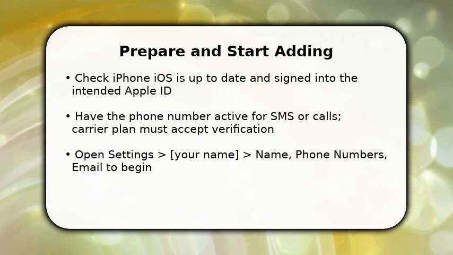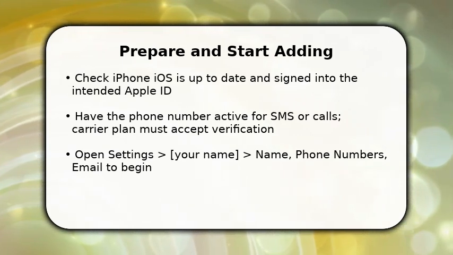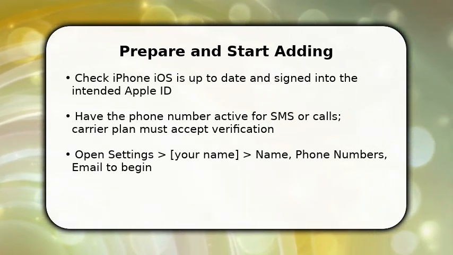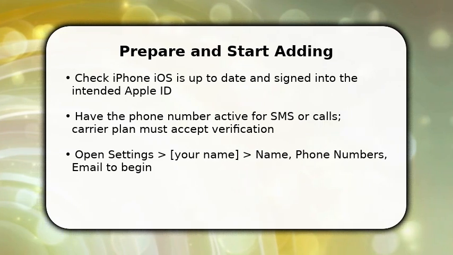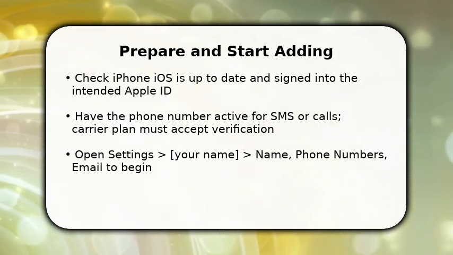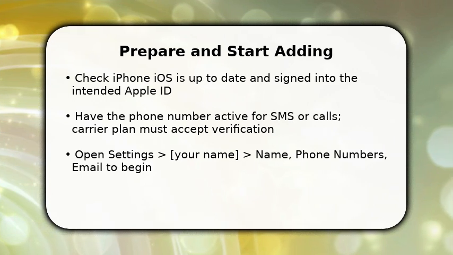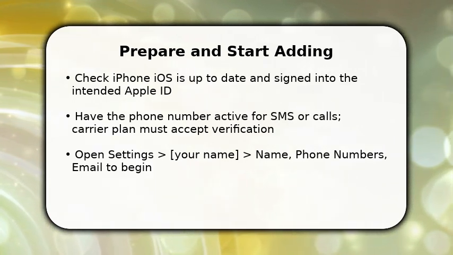You're starting by preparing the account and device. Make sure you're signed into the Apple ID you want to update and that iOS is current. Once done, confirm the phone number can receive SMS or calls for verification. This is how Apple proves ownership.